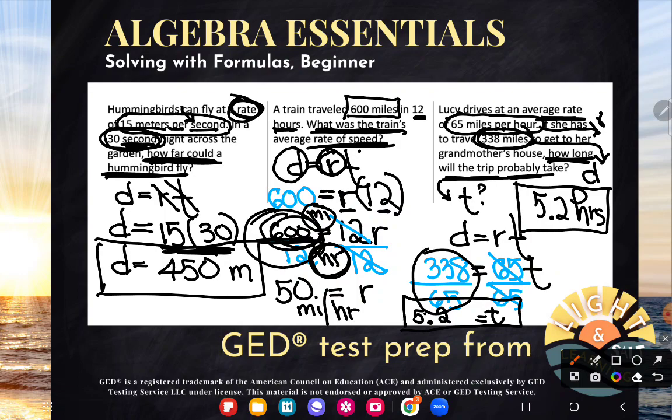Beautiful. Tricky, tricky. What I want you to walk away with, guys, is that I have a formula with D, R, and T in it. That means that I can use that formula to solve for any of those three things. It can be used straightforward to find the distance, but it can also be used using our algebra skills to find the rate or the time. Strong work.